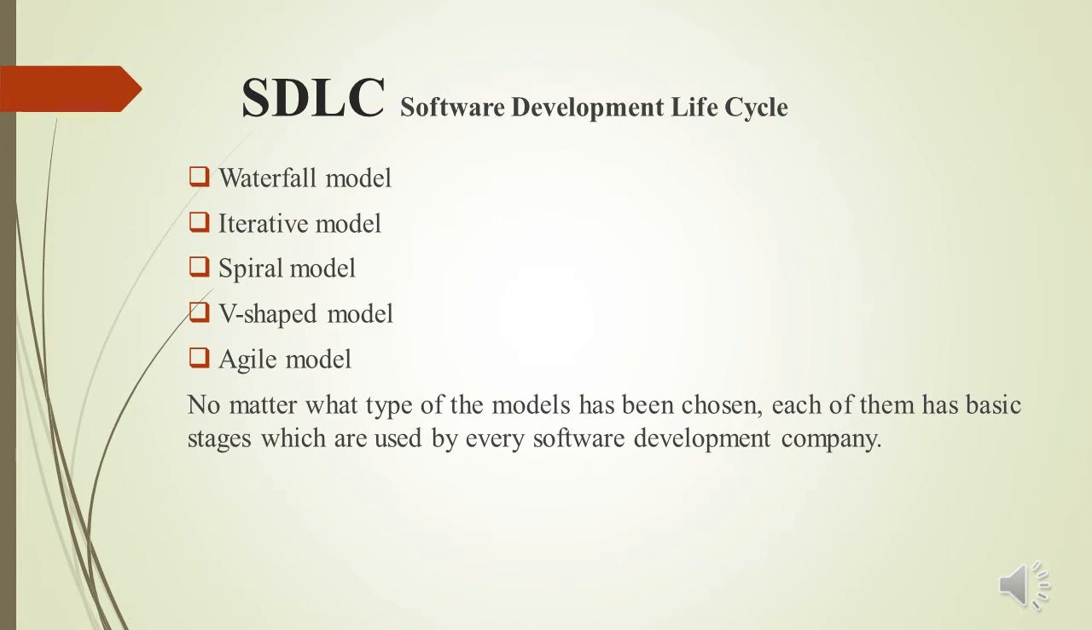Next one, the V-shaped model. It is an extension of the waterfall model. Instead of moving down in a linear way, the process steps are bent upward after the implementation and coding phase to form the typical V-shape. The major difference between the V-shaped model and the waterfall model is earlier test planning in the V-shaped model.